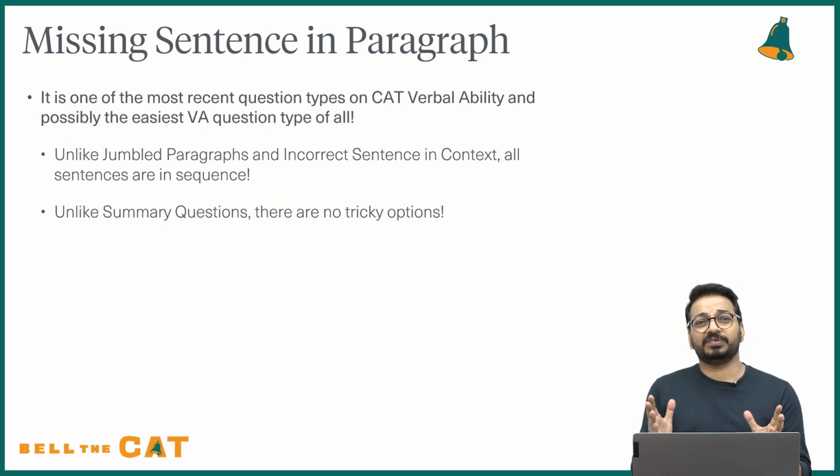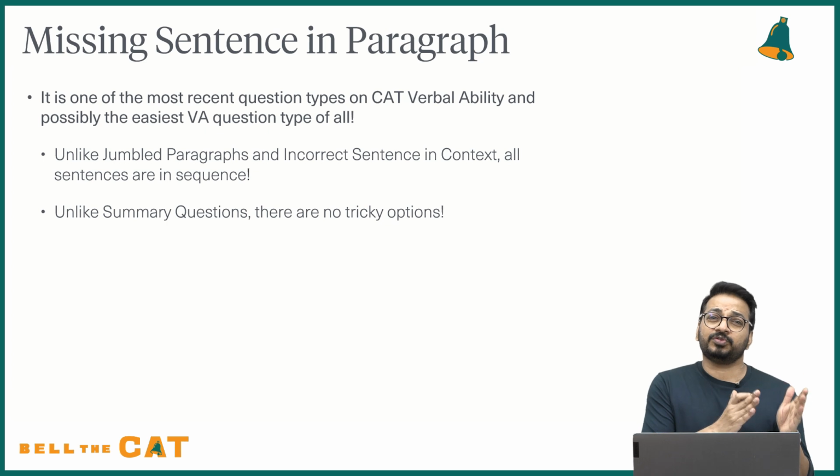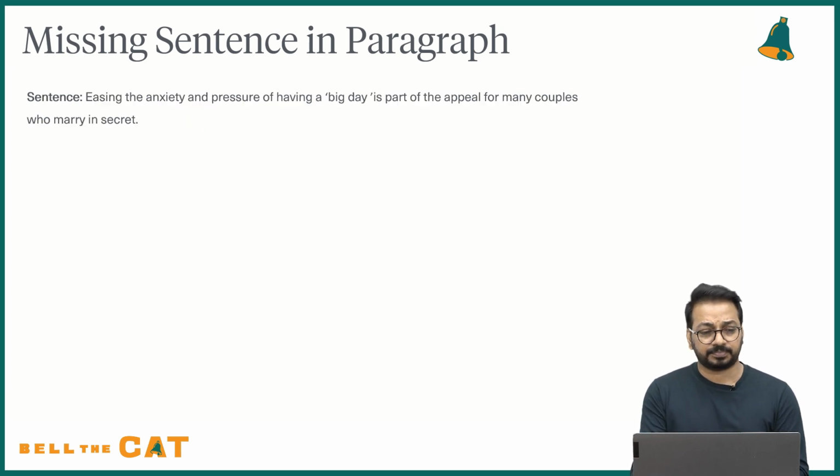So if you look at the whole verbal ability, there are two parts to it. One part is that reading comprehension element of paraphrasing the context that sentences that are given. That is tested both on reading comprehension as well as summary. And the second part is this whole thing of jumbling sentences. In this particular question type, both of these issues are not there, which is why I feel it's the easiest question type on VA. And how do you use this before-after method?